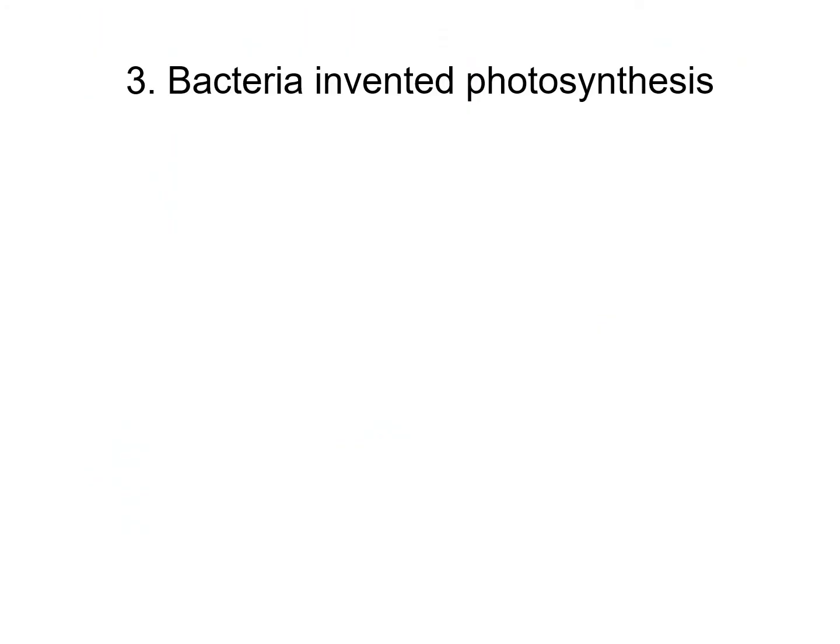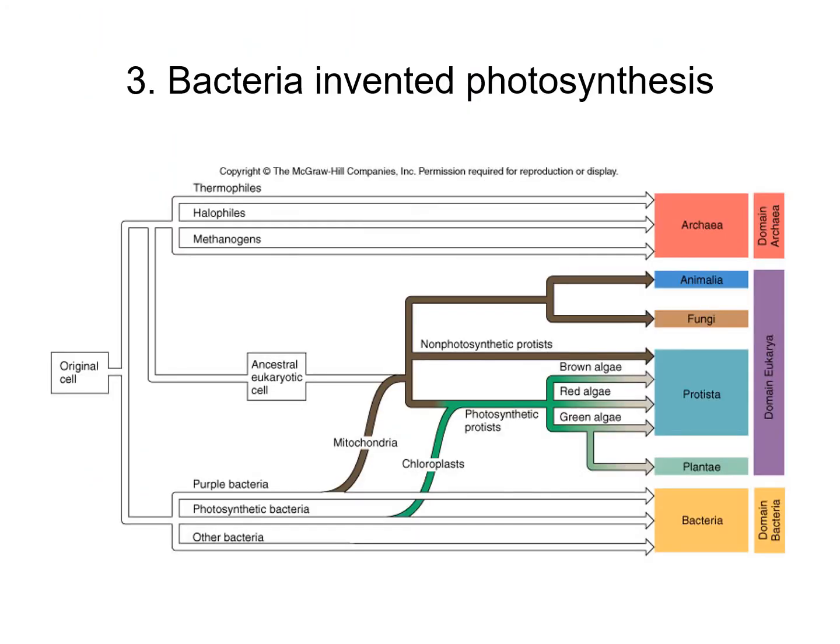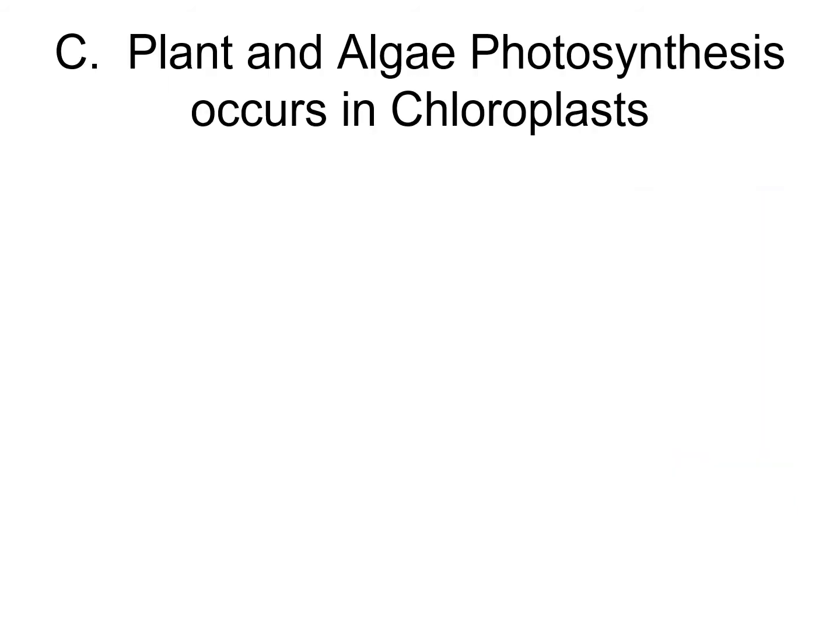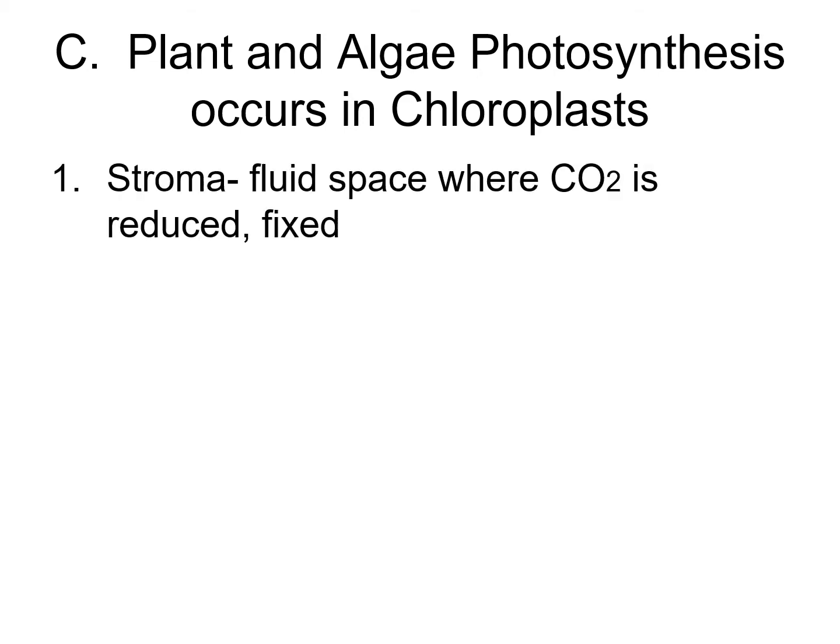Remember our origin story for chloroplasts. Chloroplasts arose through endosymbiotic relationships between ancient eukaryotes and photosynthetic bacteria. So plants and algae can only conduct photosynthesis in the tissues that contain chloroplasts.